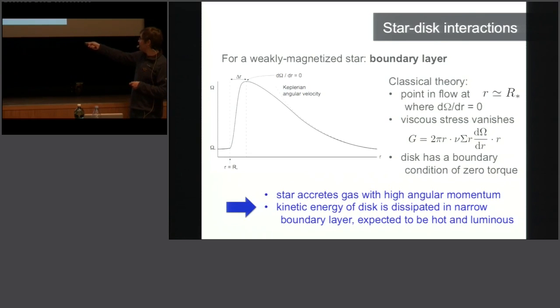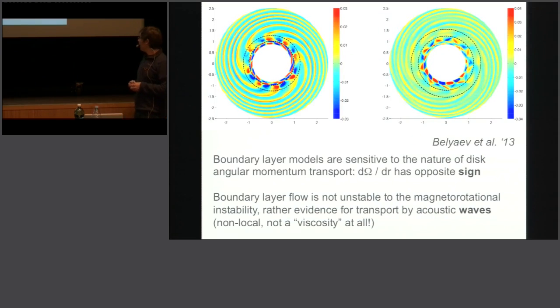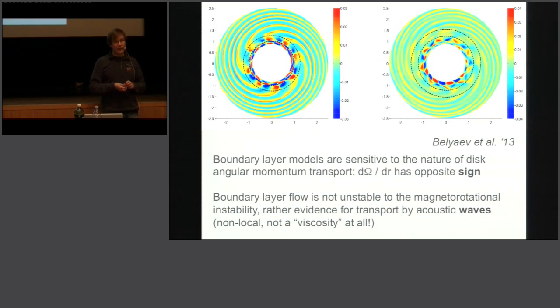If this boundary layer is thin, it may or may not be thin, but if it is thin, then the material that passes through this zero torque radius has rather high specific angular momentum, and all that angular momentum flows into the star. And then the kinetic energy of the disk, that rotational component to the energy that's been picked up as the material flows inwards, all gets dissipated in this rather narrow boundary layer, which is therefore expected to be rather hot and luminous. Okay, so that's the classical theory of boundary layers.